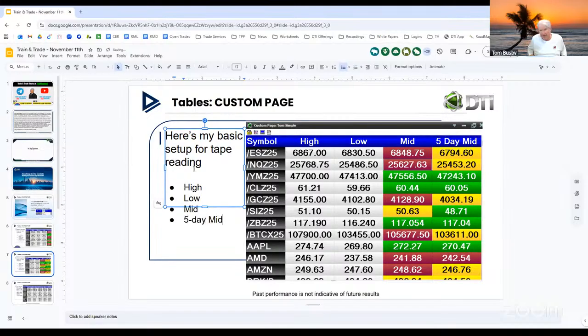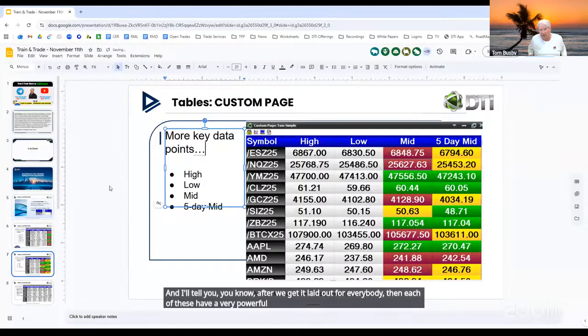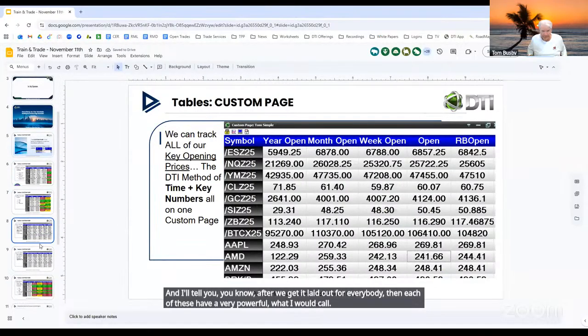And I'll tell you, after we get it laid out for everybody, then each of these have a very powerful use in trading.